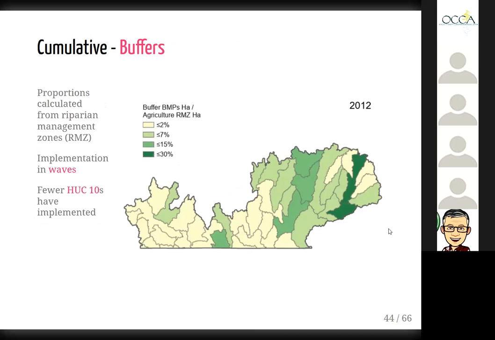This shows the buffer BMP over the agriculture RMZ. So that was the layer that was created by using the 30-meter buffer on either side of the river or stream. And so you can see the implementation is now cumulative. So every year these Huc 10s, when they implement more buffers, it gets added on to the previous buffer.